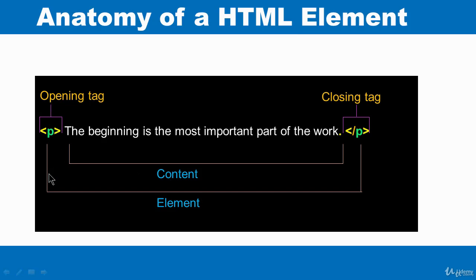So anything from here all the way to the closing tag is referred to as the element. Notice the key difference between the content and the element. So this area here is the content, while anything from the opening tag to the closing tag is referred to as the element.